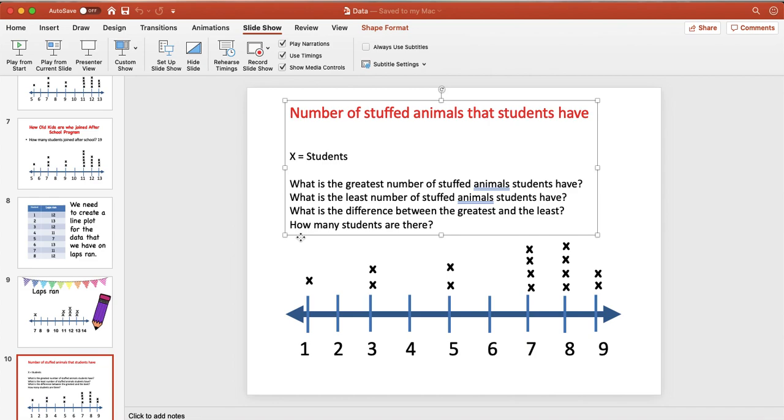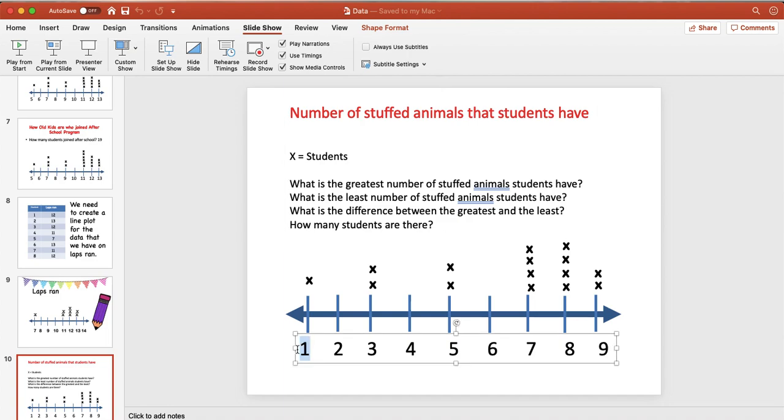And then on the other end, I have what is the least number of stuffed animals that students have. So I'm going to go all the way down here to see what's the smallest number I have on my line plot, and that is 1. And only 1 student has 1 stuffed animal, and 1 is the smallest amount of stuffed animals that the students can have.